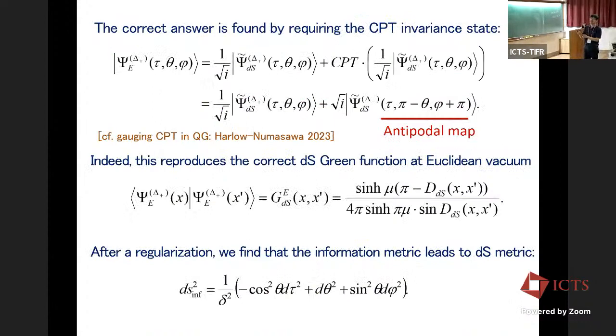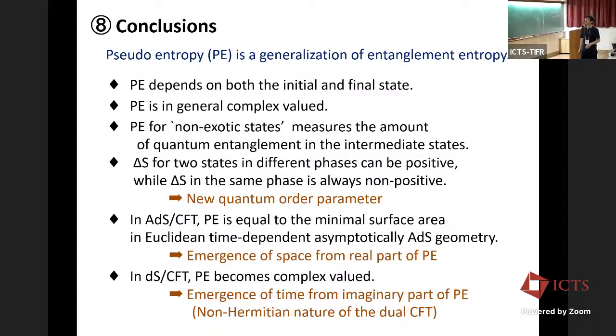Okay, just to summarize the conclusions. We talked about pseudo entropy, which is a generalization of entanglement entropy. It depends on both the initial state and the final state, and it is generically complex valued. If we take the difference between pseudo entropy and entanglement entropy, it measures somehow the amount of quantum entanglement in the intermediate state, and it is also enhanced when we have a quantum phase transition between them. In that sense, maybe it can be a new order parameter. Also in the context of AdS/CFT, pseudo entropy computes the area of minimal surface in a Euclidean time-dependent background.